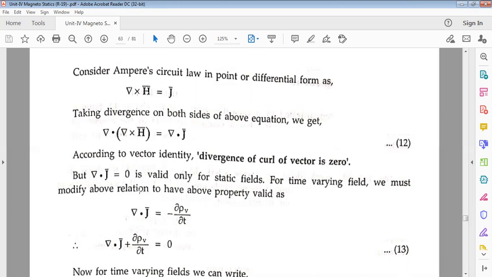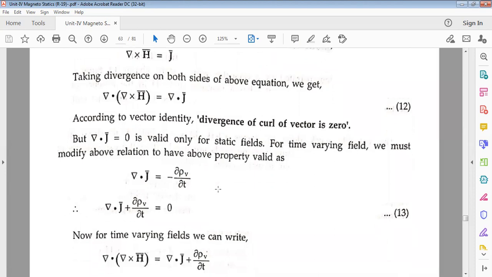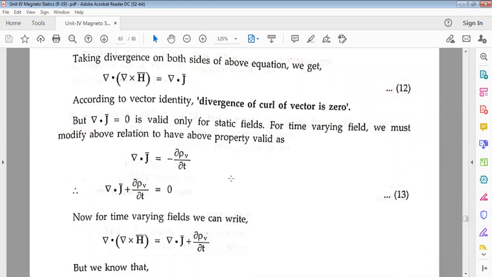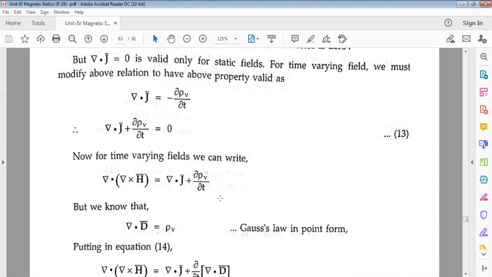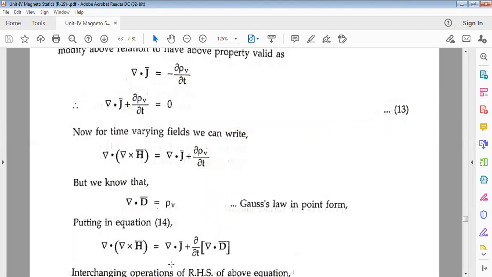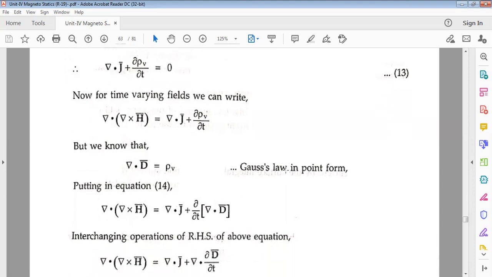For time varying fields, we must modify the above equation so that it remains valid: del dot J̄ is equal to minus ∂ρv/∂t. So del dot J̄ plus ∂ρv/∂t is equal to 0. For time varying fields, del dot del cross H̄ is equal to del dot J̄ plus ∂ρv/∂t. And you can substitute ρv as del dot D̄, so it becomes del dot J̄ plus ∂/∂t of del dot D̄.